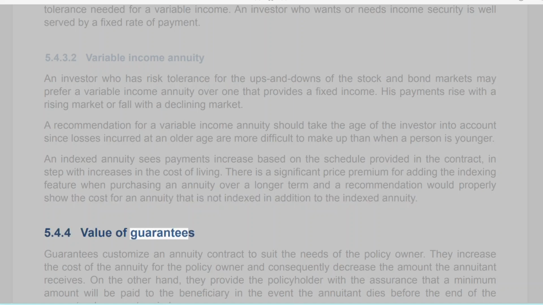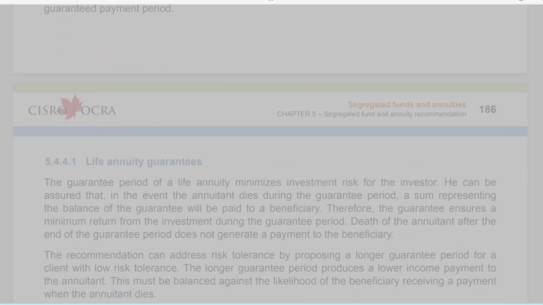5.4.4 Value of guarantees. Guarantees customize an annuity contract to suit the needs of the policy owner. They increase the cost of the annuity for the policy owner and consequently decrease the amount the annuitant receives. On the other hand, they provide the policyholder with the assurance that a minimum amount will be paid to the beneficiary in the event the annuitant dies before the end of the guaranteed payment period.